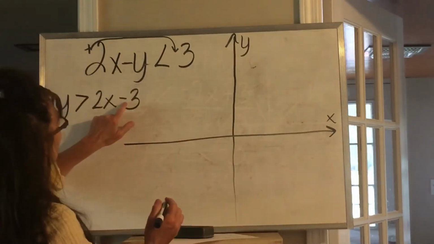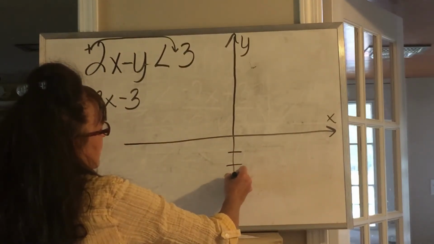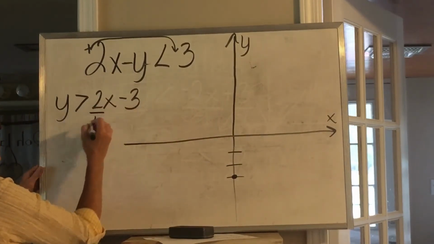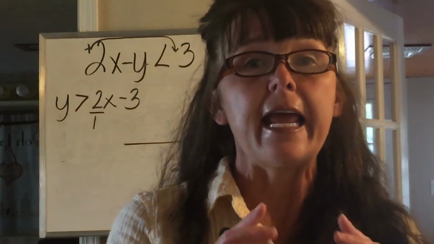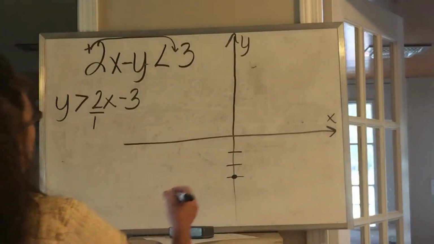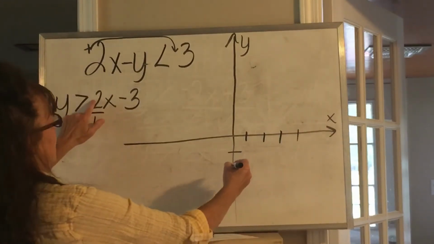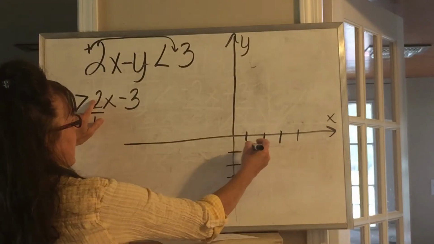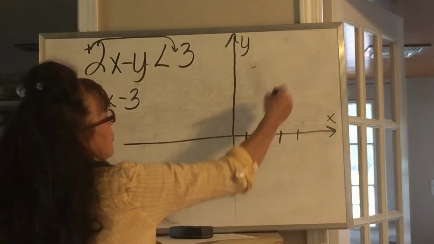Okay, so this is your y-intercept. So you're going to go down 3. And then this is your slope number, and I'm going to put it over 1 because slope needs to be a fraction if you're graphing. Okay, so I'm going to go up 2, and I'm going to go right 1. And that's just 2 points, but that's going to be enough for me to draw my line.